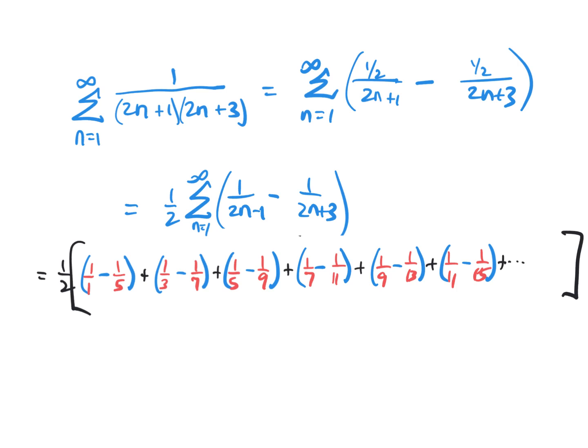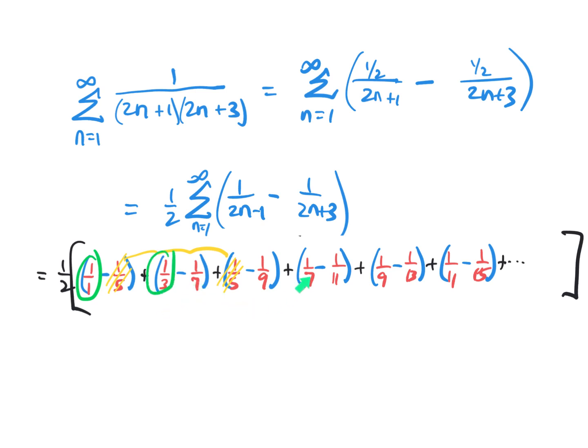a cancellation pattern. The 1/1 will never get canceled because the negatives are just getting closer and closer to 0. They'll never approach -1. So 1/1 stays. This -1/5, that does cancel with this positive 1/5. And that was 1, 2, 3 away. This positive 1/3, will there ever be a -1/3 to cancel it out? No, this will never get to -1/3. It's going in the wrong direction. So the 1/3 stays.